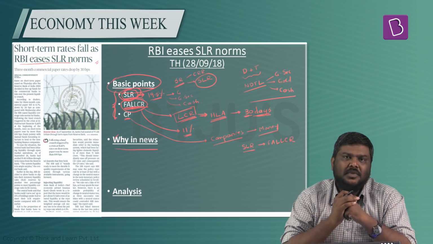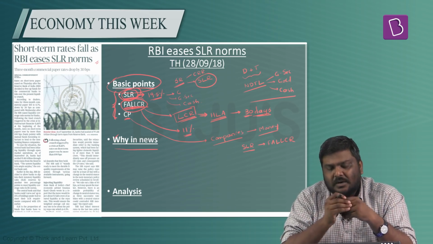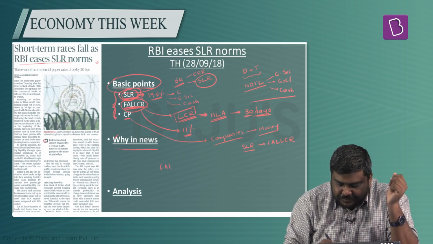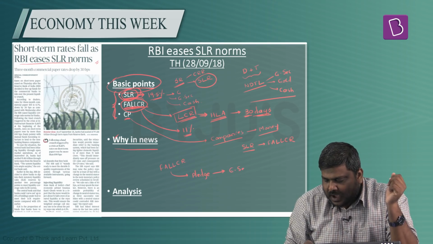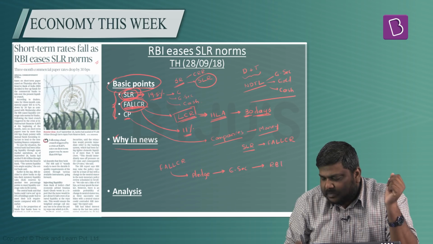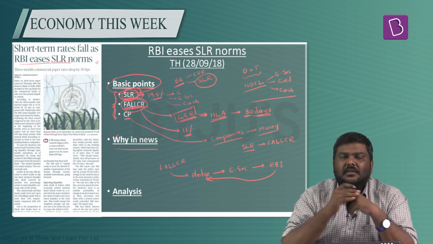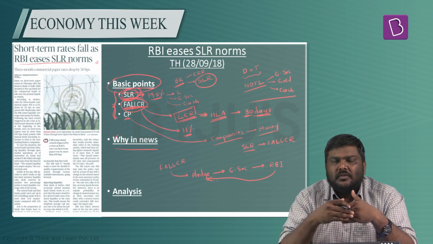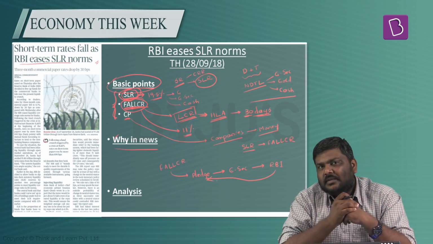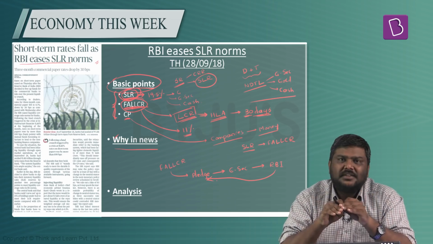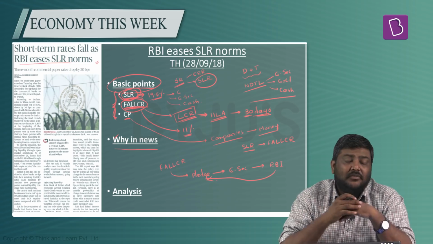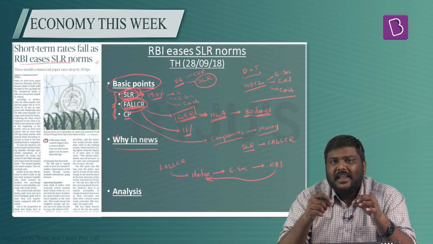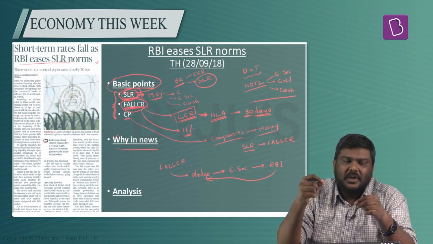Let's analyze this. As mentioned earlier, RBI has introduced FALLCR, under which banks can pledge their G-securities to whom? To RBI, and RBI will provide liquidity to these banks. We have already seen that there is a shortage of liquidity in the market. Understand this: whenever there is a shortage of liquidity, money supply becomes lesser. Whenever money supply becomes lesser, the lending rates or interest rates in the market keep increasing.